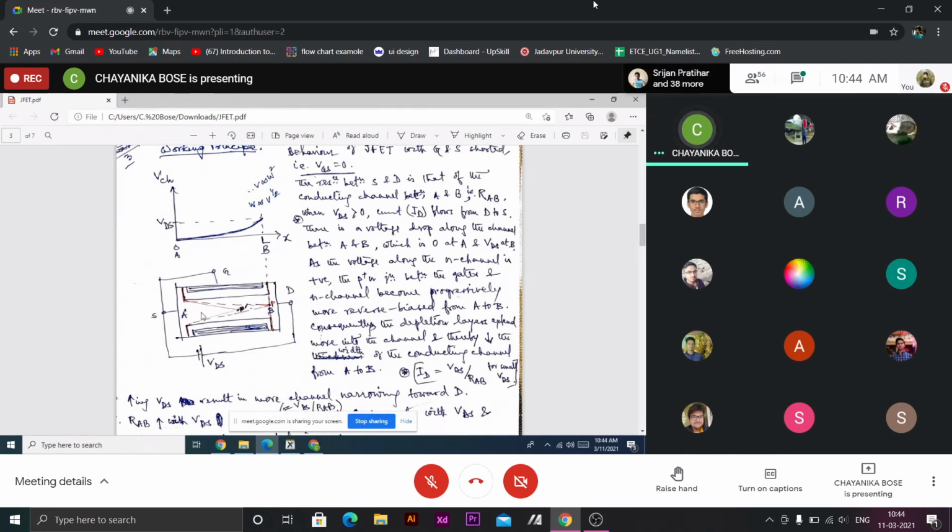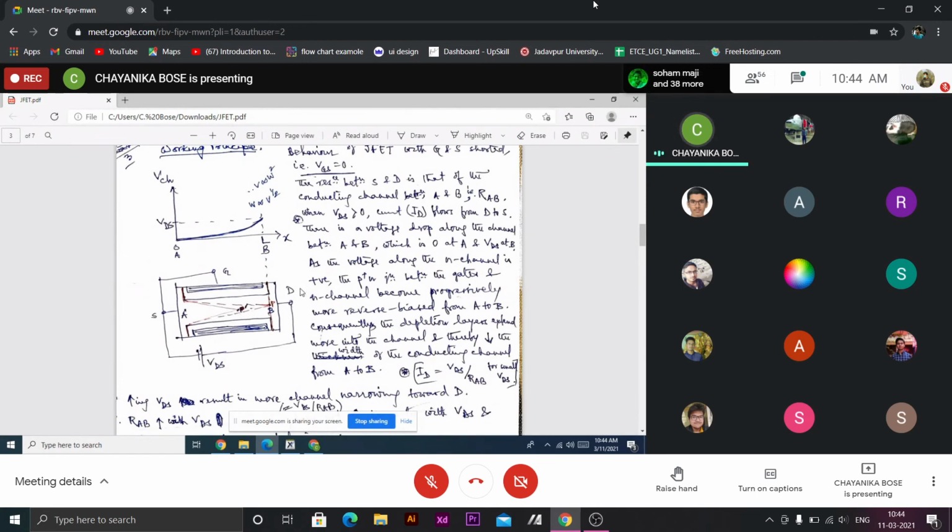So there is still the neutral region. So that is the channel. At this point it is VP, say 5 volt. So carriers will drift across the neutral channel about this potential difference of 5 volt. Now this 5 volt will not vary.